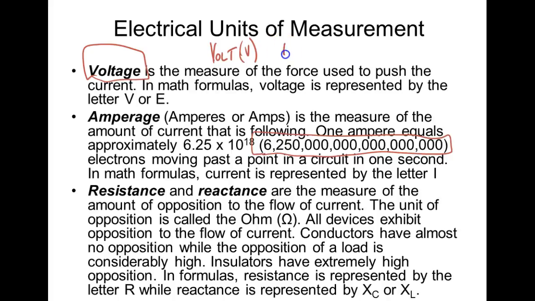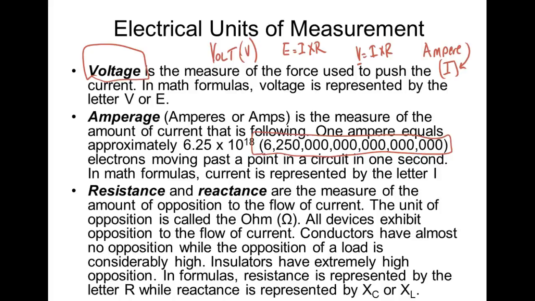So some books might say that V is equal to I times R. Now, the problem with this is that current is in amps. Amperes is technical, but in the math formula, we use I to represent ampere. Okay? Makes sense?